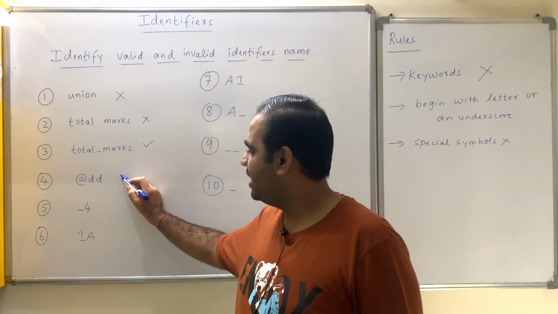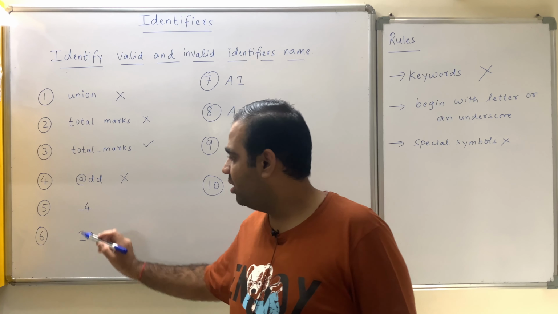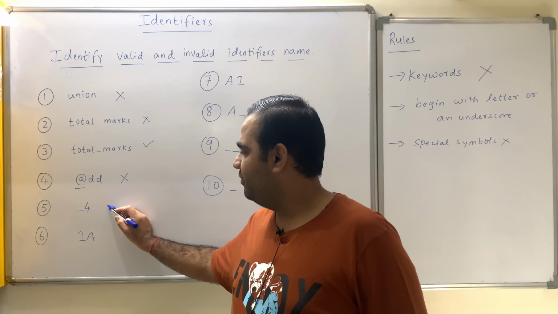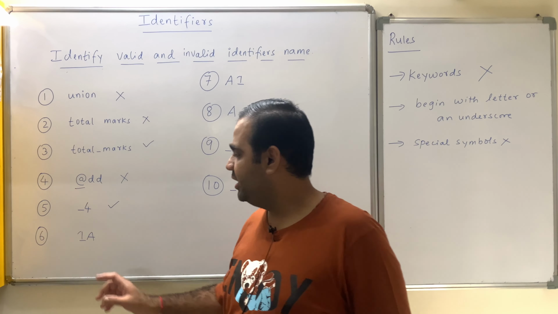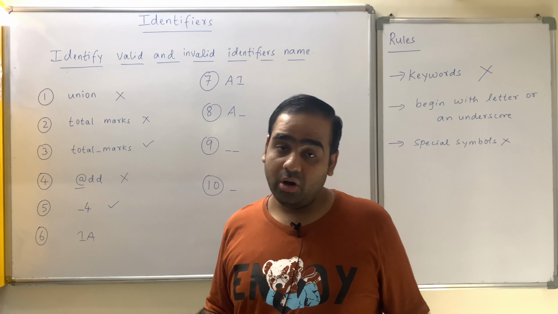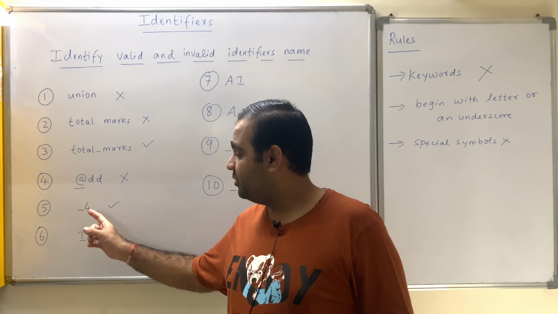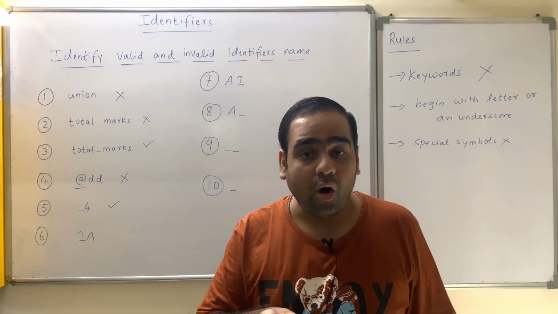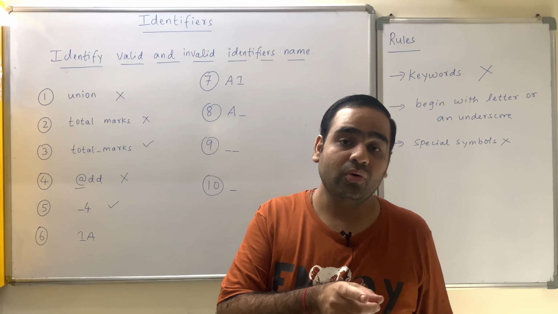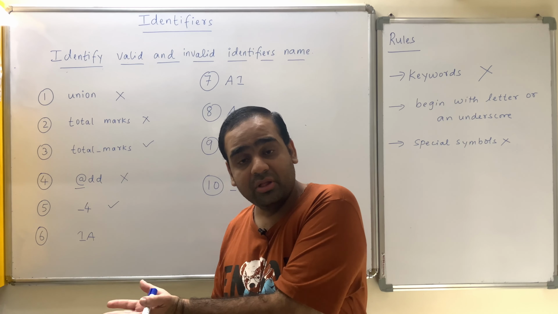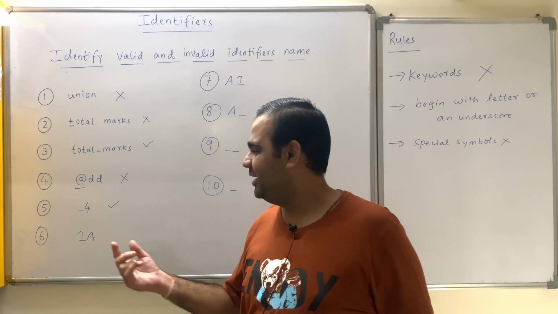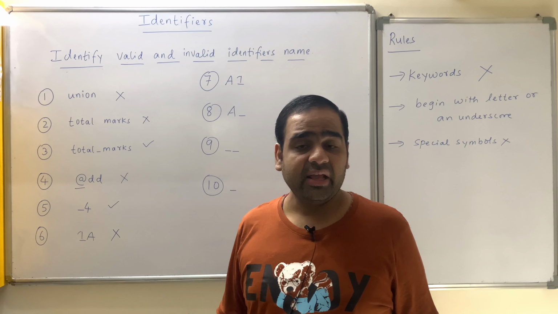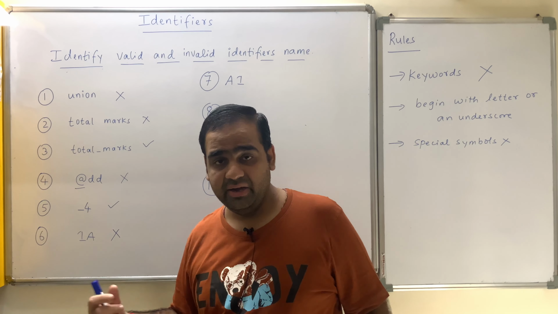Now, the fourth one is an invalid identifier name because there is a special symbol, the at the rate. Fifth one is a valid identifier name because it begins with an underscore or it may begin with an alphabet. It is not a keyword and there is no special symbol. What is an identifier? It is a combination of letters, digits and underscore. That means there may be digits but the digit cannot be first. It should be later on. Now, sixth one, it is an invalid identifier name because it begins with a digit.